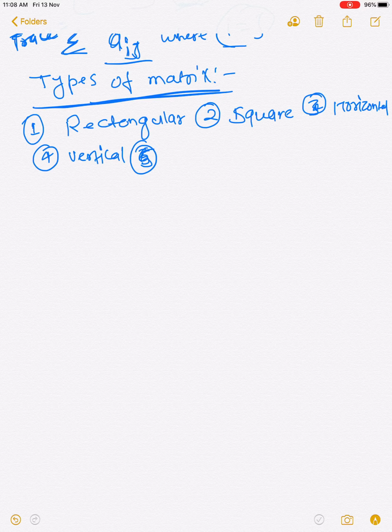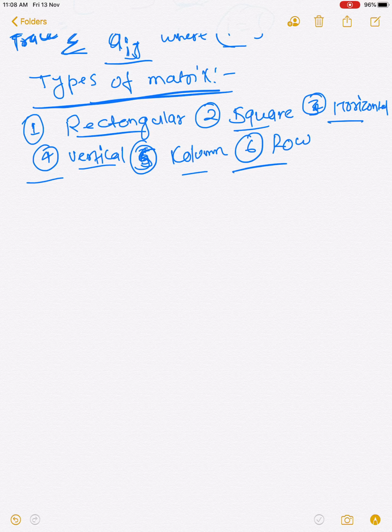Fifth one, and now column, sixth row matrix. So let's say I am starting with this only: the first one is rectangular, second one square, third one horizontal, fourth one vertical, fifth one column, and sixth one row.